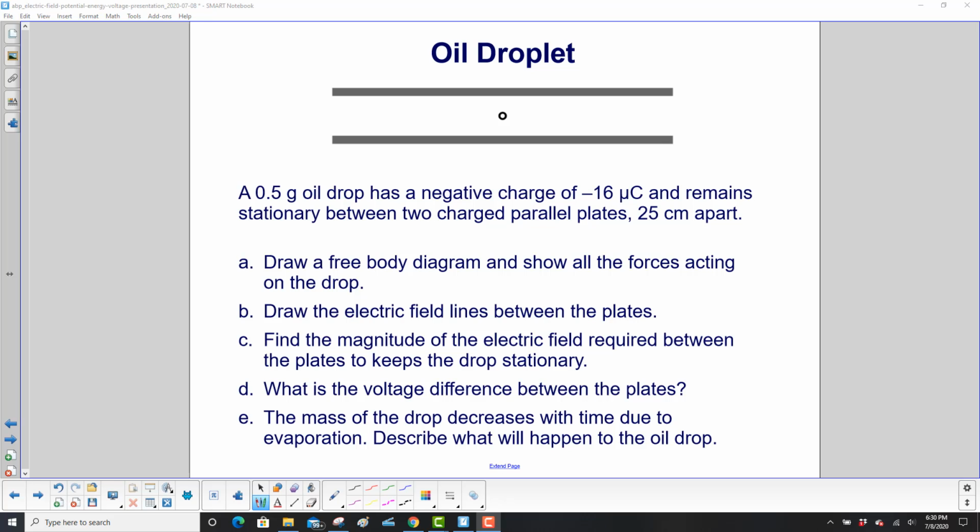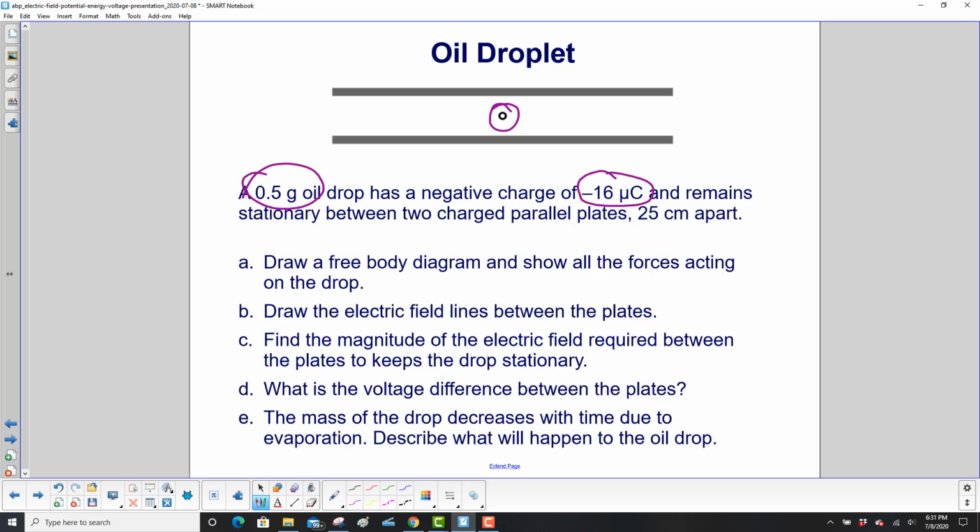A 0.5 gram oil drop has a negative charge of minus 16 microcoulombs. And it remains stationary, it's not moving, between two charged parallel plates 25 centimeters apart. Draw a free body diagram, show all the forces on the drop.